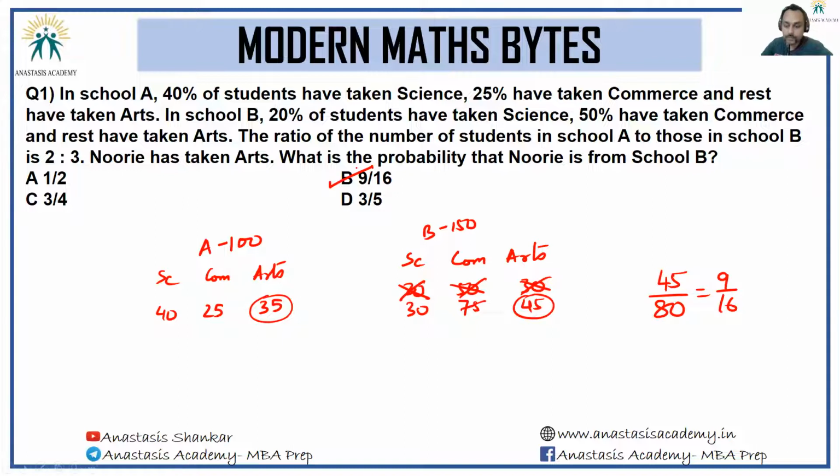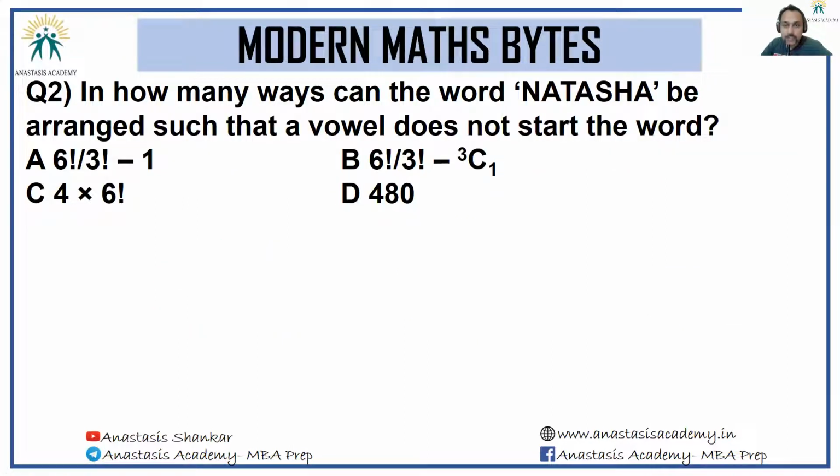So option B. In how many ways can the word Natasha be arranged such that a vowel does not start the word? When you look at the word Natasha, there are three A's here, and there are four consonants. So all you have to think of is, if A is not coming first, what is coming? One of the four consonants. Which consonant is coming? That will be identified in 4C1 ways.